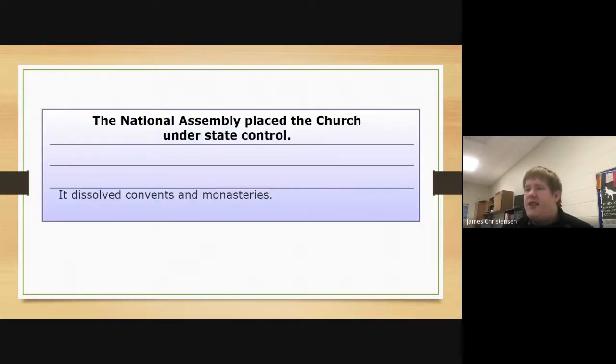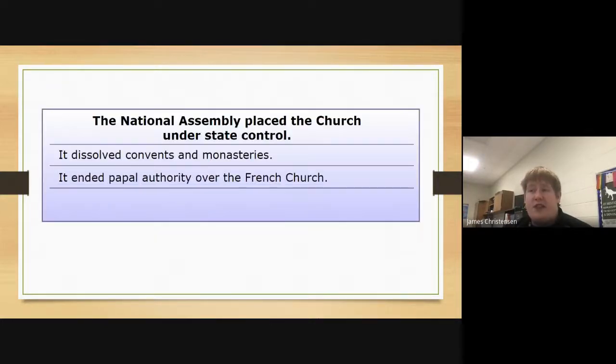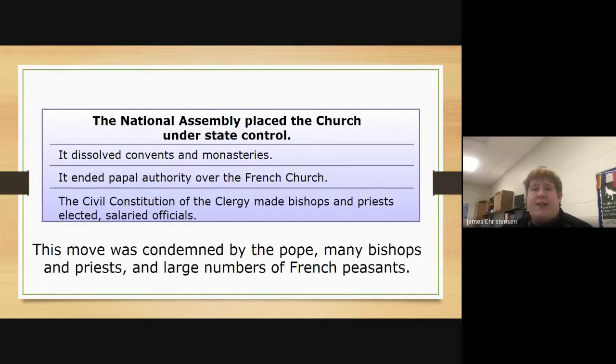So the National Assembly also placed the church under state control, and it dissolved convents and monasteries, ended papal authority for the French church, and the Civil Constitution of the Clergy made bishops and priests elected salaried officials, meaning they were subject to taxes. The move was condemned by the Pope. Many bishops and priests and a large number of French peasants did not agree with this.